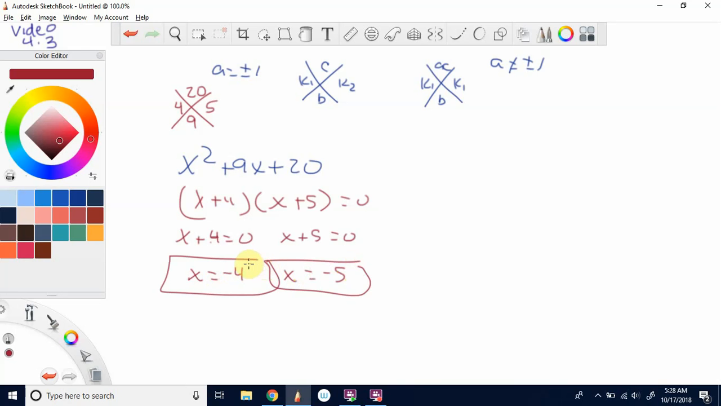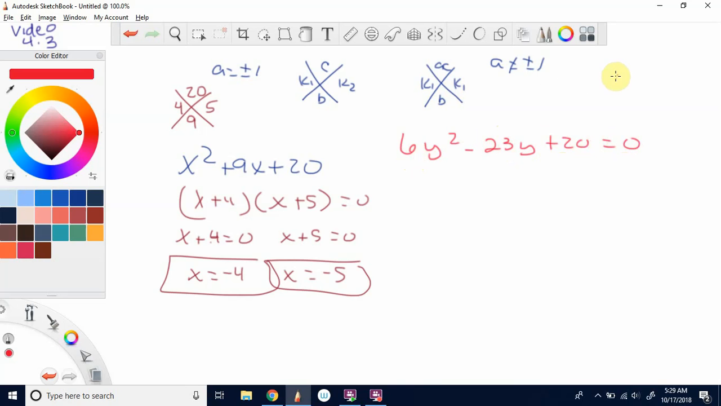This is where, and we can put it in our calculator, we can graph it, we can make a table, and we're going to see that this is where the graph crosses the x-axis at negative 4 and negative 5. Now let's look at B. B, you have 6y squared minus 23y plus 20 equals 0.